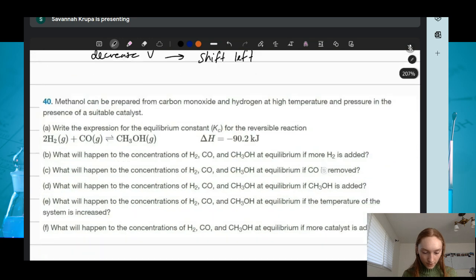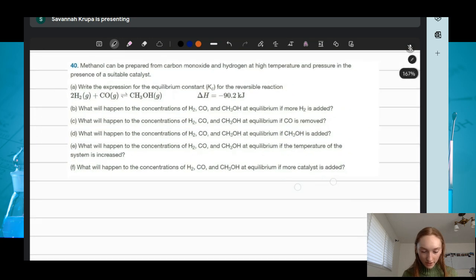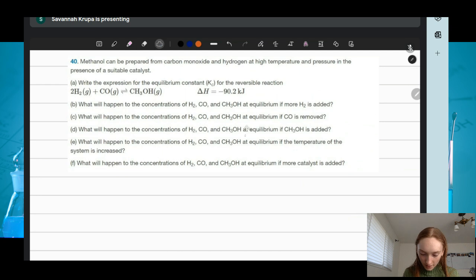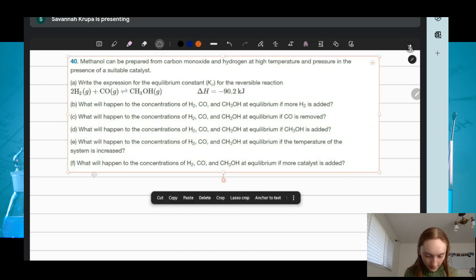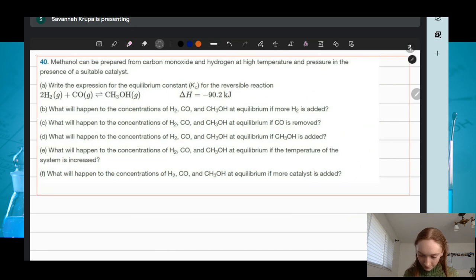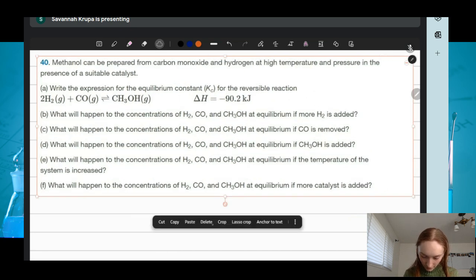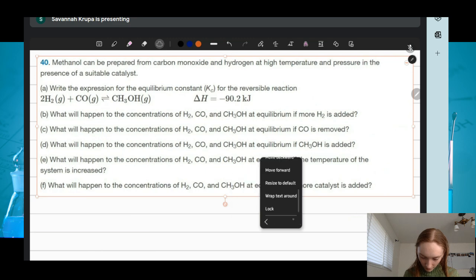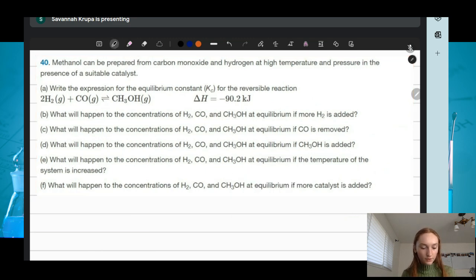Okay, so this one's a big problem. I'm going to zoom out a little bit and maybe make this a little bit bigger so you can see better. Okay. So 40 says, methanol can be prepared from carbon monoxide and hydrogen at high temperature and pressure in the presence of a suitable catalyst. It says, write an expression for the equilibrium constant, Kc, for the reversible reaction.